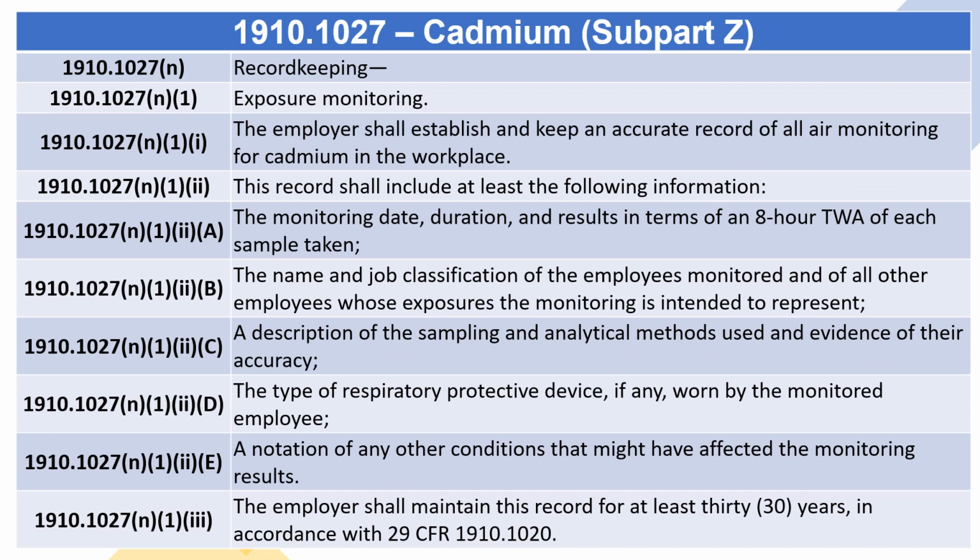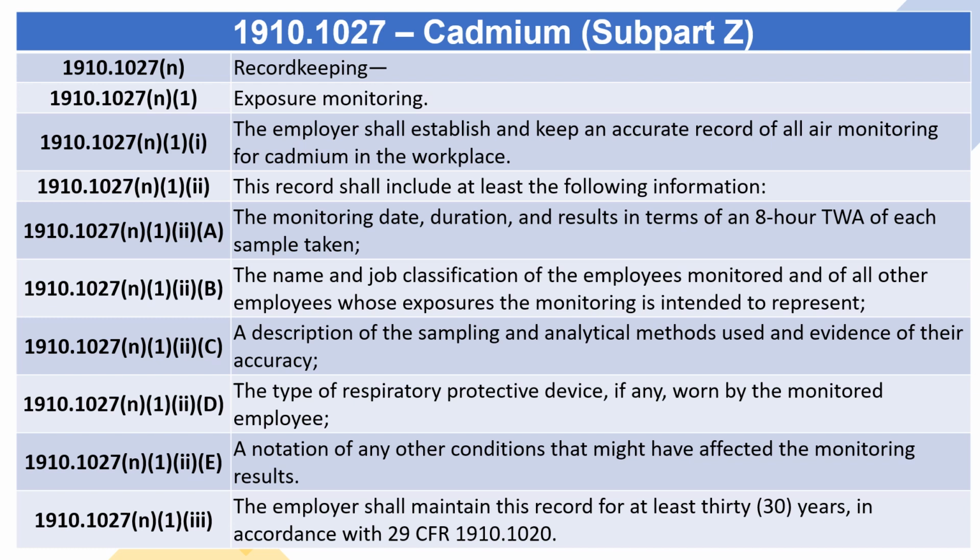1910.1027 N. Record keeping. 1910.1027 N. 1. Exposure monitoring. 1910.1027 N. 1 I. The employer shall establish and keep an accurate record of all air monitoring for cadmium in the workplace. 1910.1027 N. 1 2. This record shall include at least the following information. 1910.1027 N. 1 2 A through E.